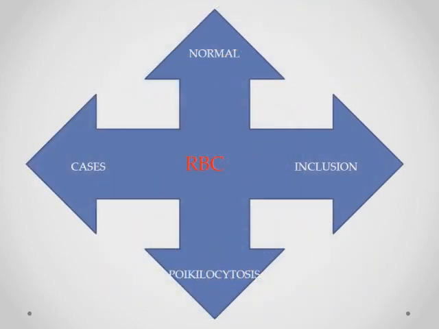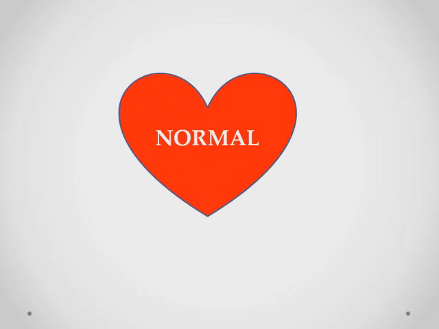In this lecture we will talk about four main things about the red blood cells: the normal morphology of red blood cells, the poikilocytosis, which means differences in shape, inclusion bodies in red blood cells, and we will illustrate a few cases about red blood cells morphology. First, normal red blood cells.